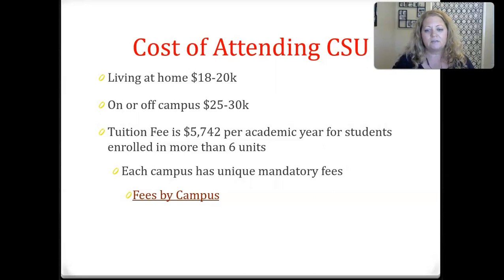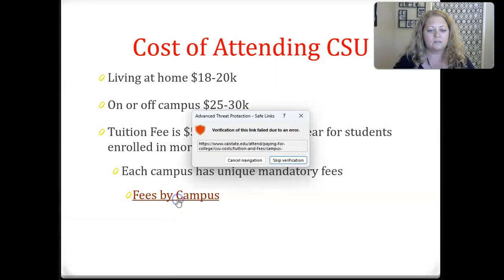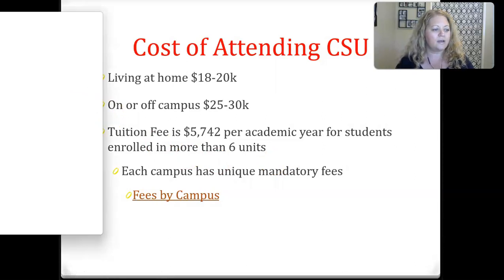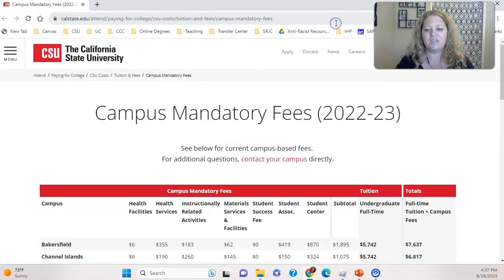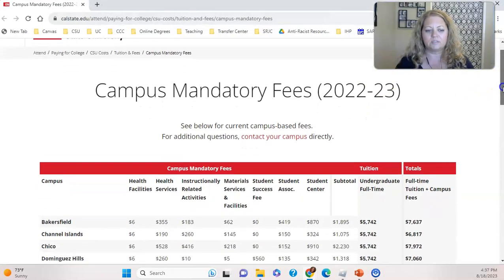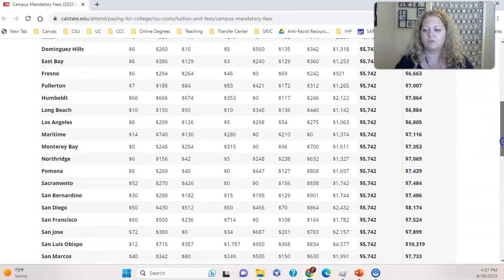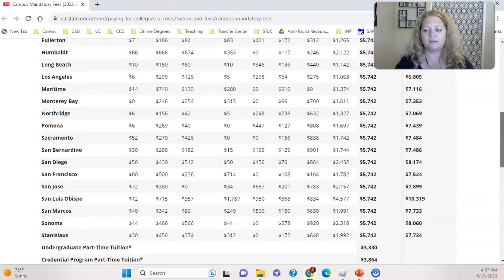Then each campus has unique mandatory fees. So let's look at the fees by campus. So although the baseline is $5,742, if you look at what it costs with the various fees, no campus is at that amount. So you can see here what the full-time tuition and campus fees brings your rate to. And again, this is per year. So Cal Poly San Luis is the highest at $10,319. And Sonoma State is pretty high, $8,060.